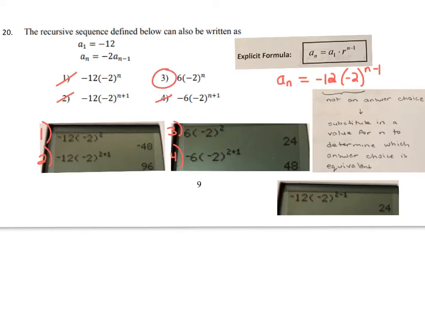Now, I just want to point this out again. The reason why you want to try all 4 of them is because let's say 2 of the answer choices matched up with 24. Then instead of plugging in a 2 for n, try a different number, plug in a 5 for n, and replace those 2 answer choices that checked out with 5 for n, and see which one actually does work out.